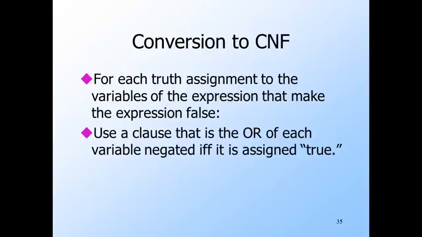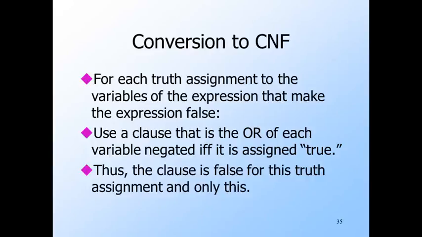For each such truth assignment, we construct one clause. If variable x is assigned true in this truth assignment, then the clause has literal not x, and if x is assigned false, then the clause has literal x. That way, the only time the clause, which is the or of all of these literals, is false, is if this is the exact truth assignment.